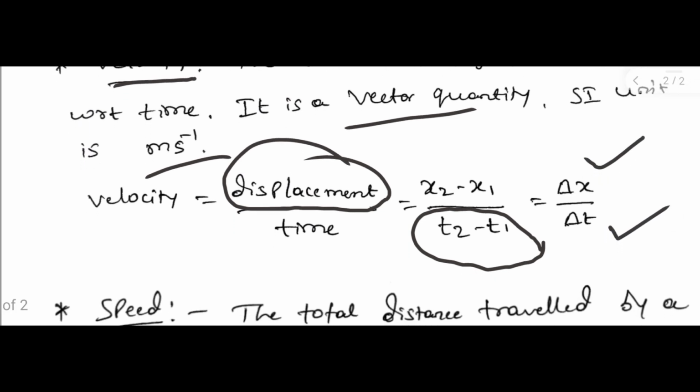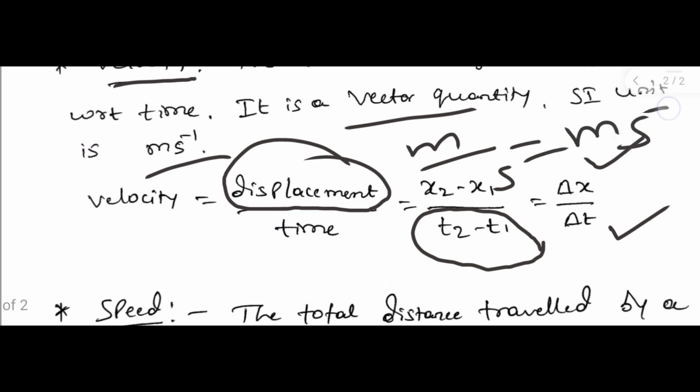Now coming to the SI units. Here displacement is measured in meter and time is measured in second. Taking the second to the denominator, that becomes meter per second. Meter per second is the SI unit of velocity.